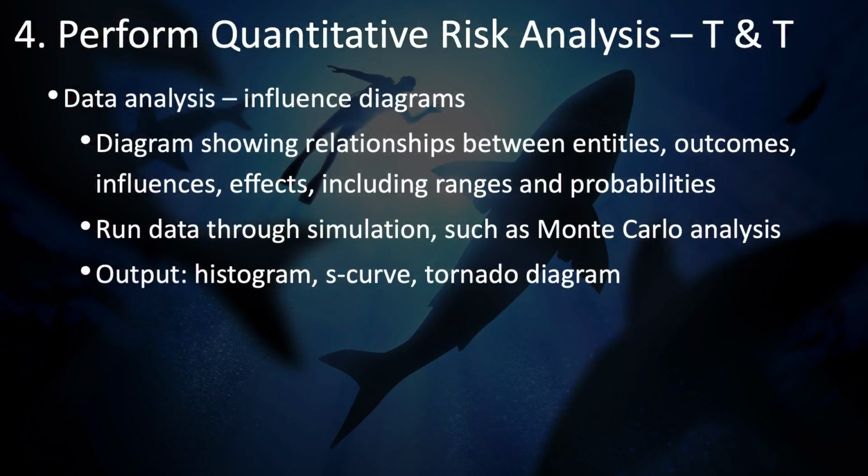An influence diagram is a visual representation of the various relationships between elements of the project, including the influences, effects, ranges, and probabilities of these relationships. It's a way to visualize the kind of data that is used to run quantitative simulations, such as Monte Carlo analysis, the results of which can then be represented using a histogram, an S-curve, or a tornado diagram.